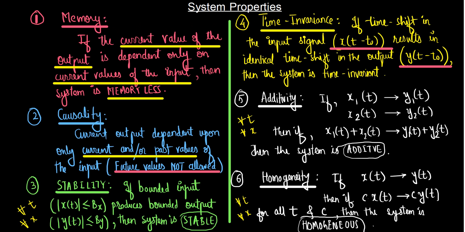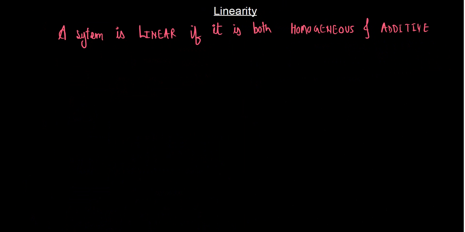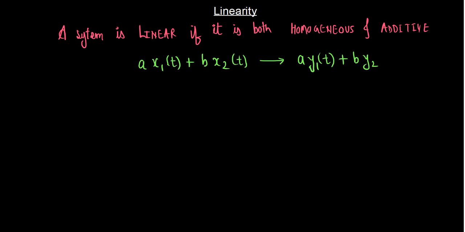We can club both of these properties, additivity and homogeneity, in a single equation. So I may write it something like this. We want a system to be both homogeneous and additive, so the system must satisfy the following: a x1 of t plus b x2 of t must give you a times y1 of t plus b times y2 of t.